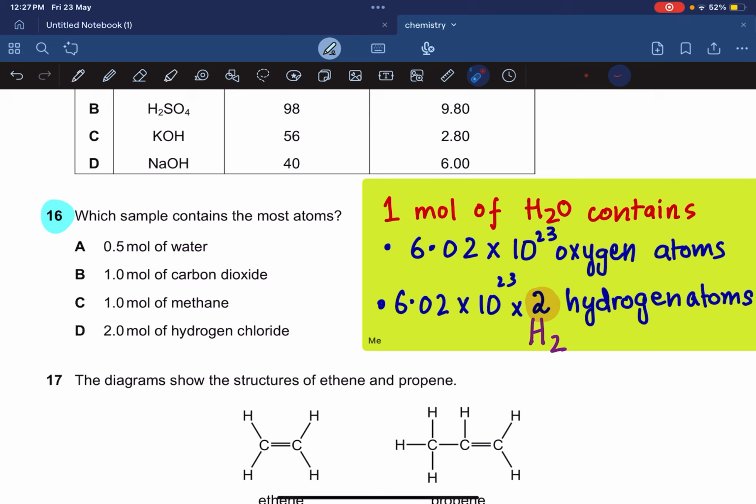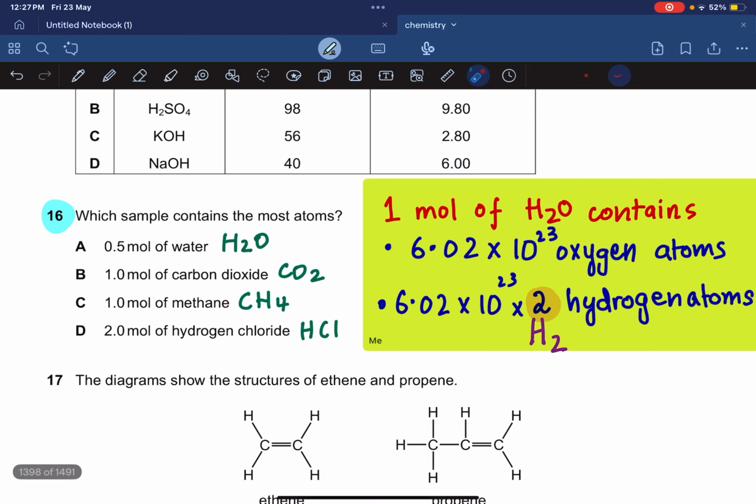So now you have to look at one thing. That's the formula. Water is H2O. Carbon dioxide is CO2. And 1 mole of methane is going to be CH4. And 2 moles of hydrogen chloride, it's going to be HCl. So now you should understand how many atoms we have over here. We have 3 atoms in 1 molecule of water, 2 for hydrogen and 1 for oxygen. We have 3 atoms in 1 molecule of carbon dioxide, 2 for oxygen, 1 for carbon, so total 3 atoms.